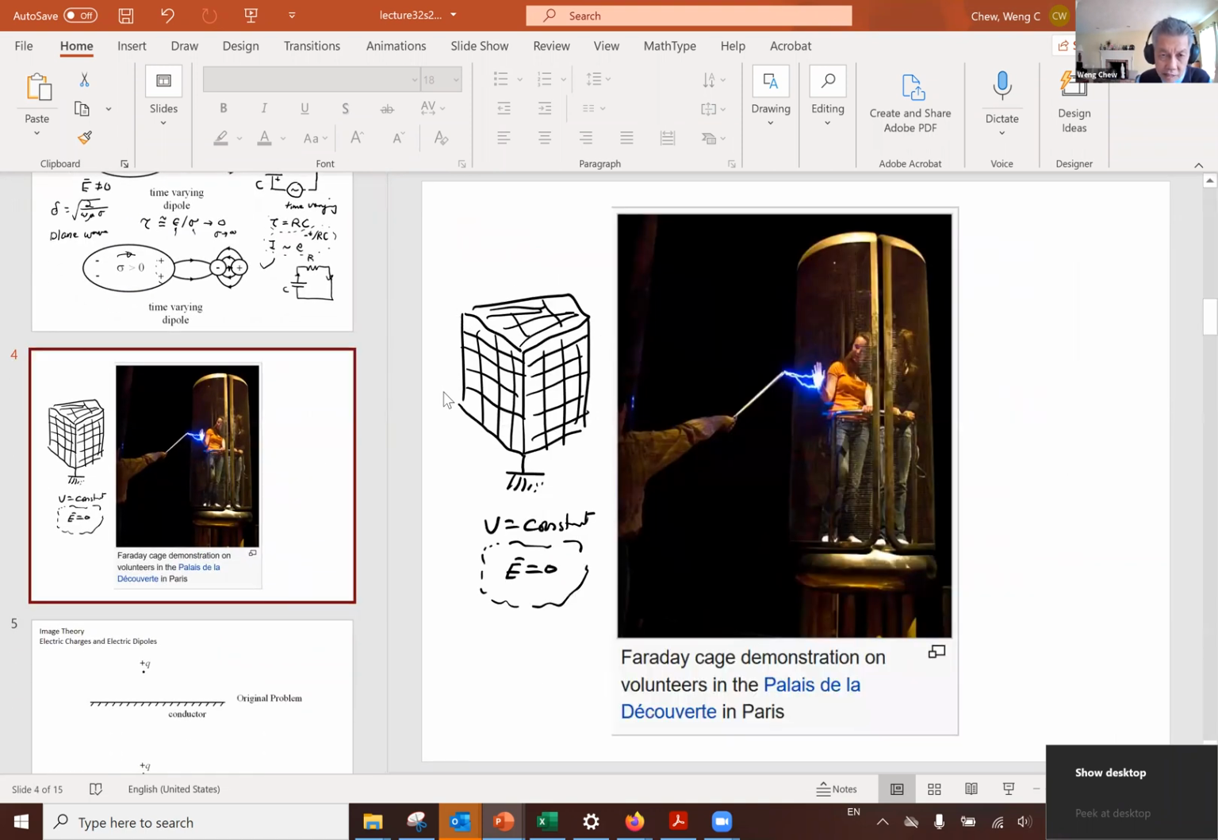if this cage surface is kept at equal potential, having a potential which is constant, then the potential must be the same, uniformly a constant inside, and there will be no electric field inside. So by such a very simple design, you can force the electric field to be 0 inside this cage. And of course, this is close to the electrostatic case.